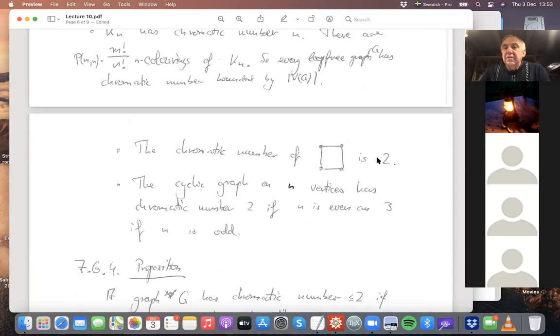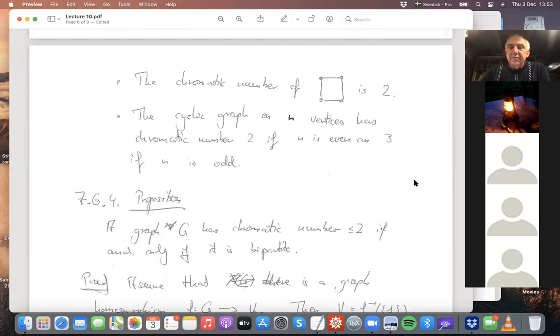We cannot, yeah, this will not work. So we have to use 3 different colors if we have a cycle with an odd number of vertices, and 2 colors for a cycle with an even number of vertices.